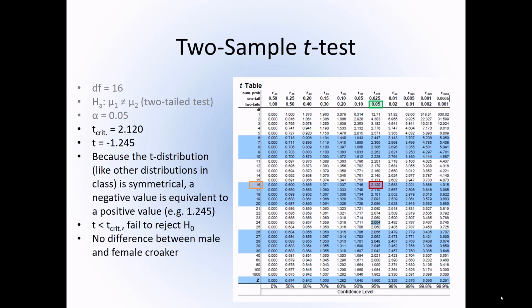So what we find is that our test statistic is less than the critical value, so we're going to fail to reject the null hypothesis. So there's no difference between the weight of female croakers and male croakers in this particular example.